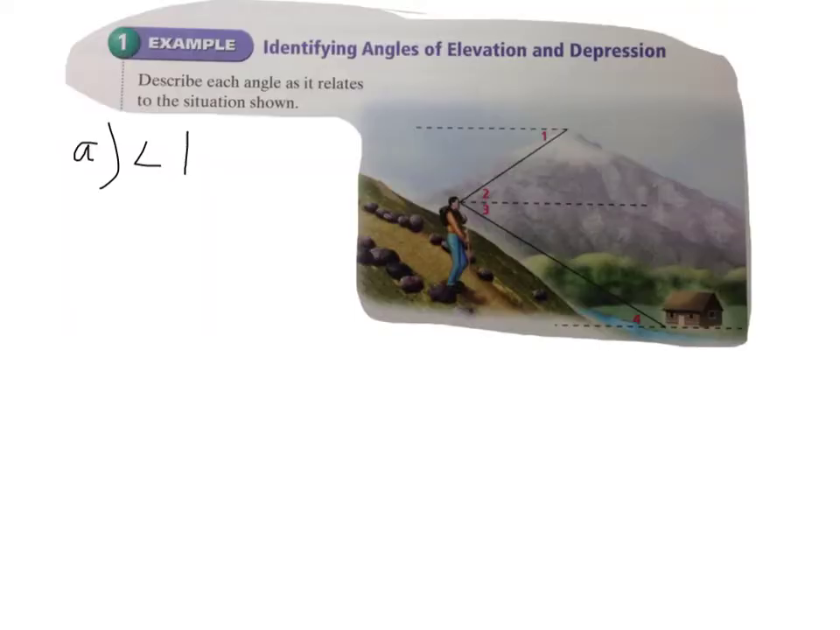In example 1, it asks you to identify the given angle as an angle of elevation or depression and describe it as it relates to the situation. Hopefully for angle 1 you would say it is an angle of depression from the mountaintop down to the hiker. Angle 4 is an angle of elevation from the cabin or the hut up to the hiker.